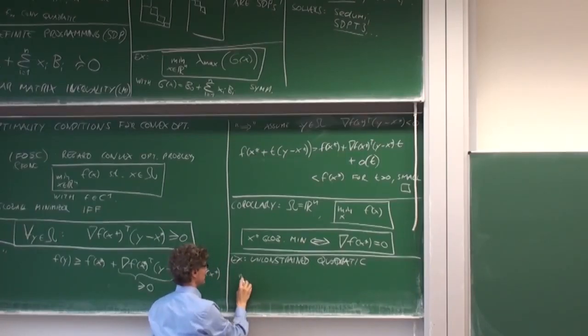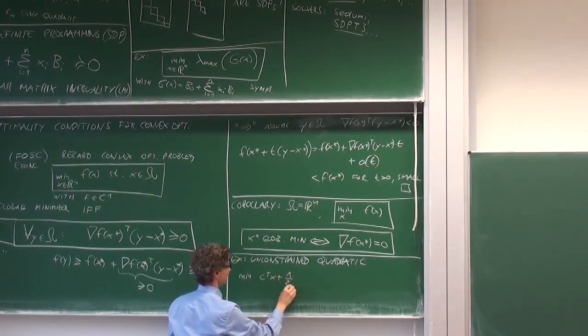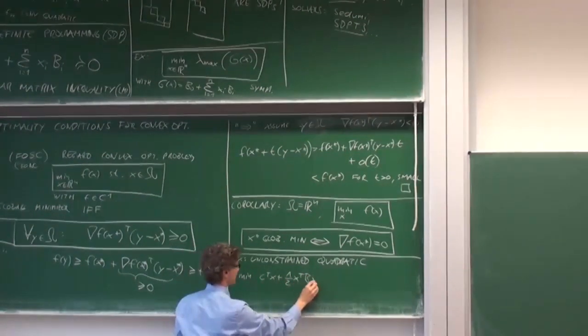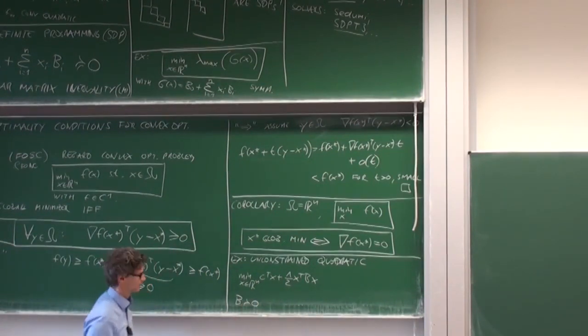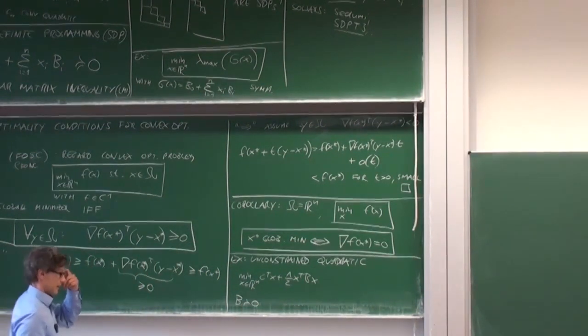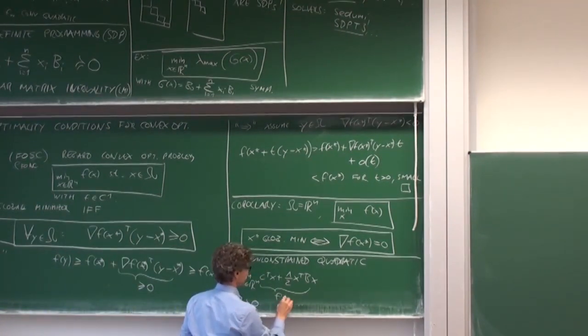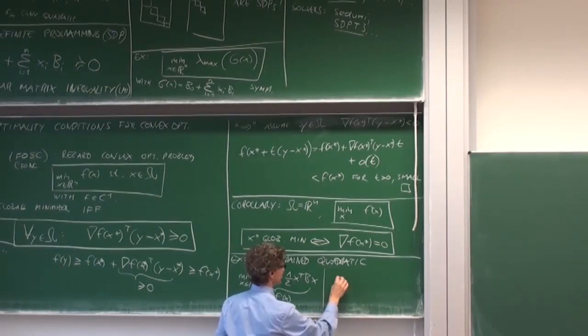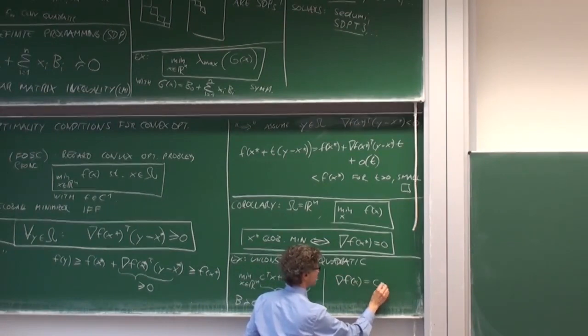So what we look at is the minimization of a linear function plus a quadratic part in Rn. And I assume that B is a positive definite matrix. And so the gradient of this whole thing, this function I call f of x. So what is the gradient? Nabla f of x is, of course, c plus b times x.